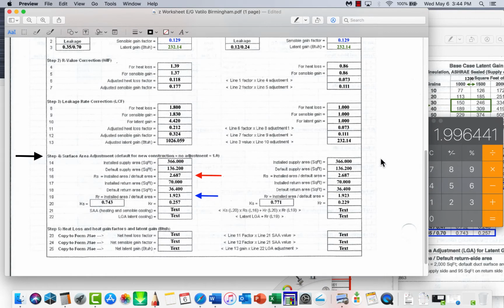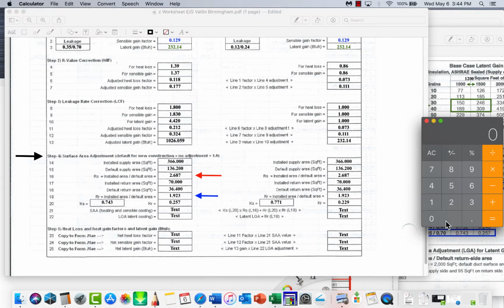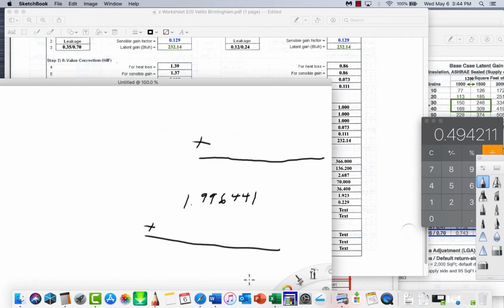Okay, now we're going to multiply this number here, 0.257 times 1.923, and we get this number right here, which we're going to write down, 0.494211.